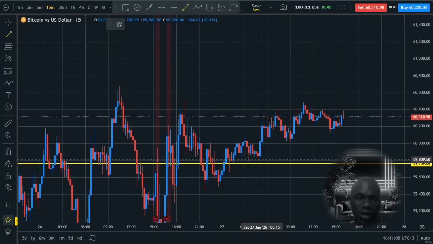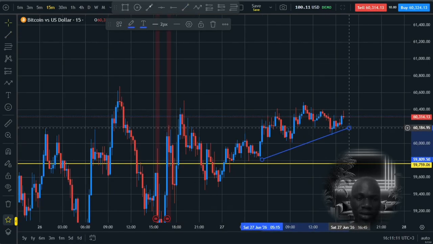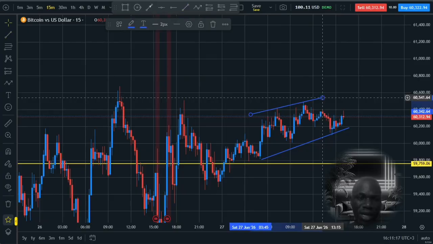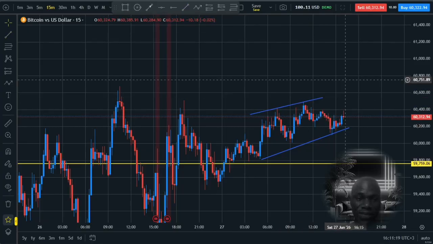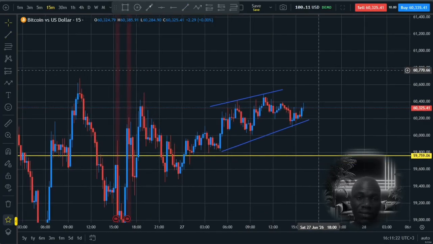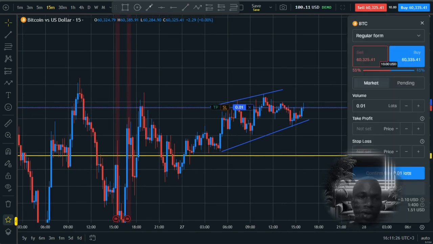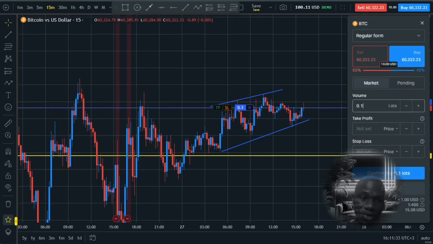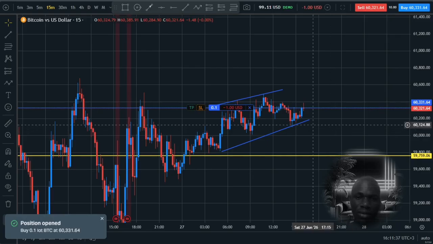So from here up to here and around here, the market is forming internal structures, bullish internal structures. So we shall expect a buy. Maybe you want to take a large position, but you have to be good at risk. Okay, let's take 0.1. It's a buy.